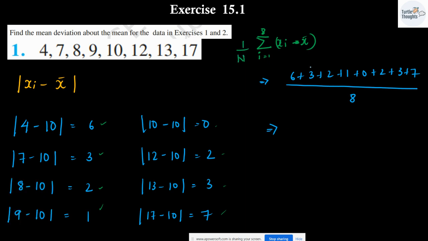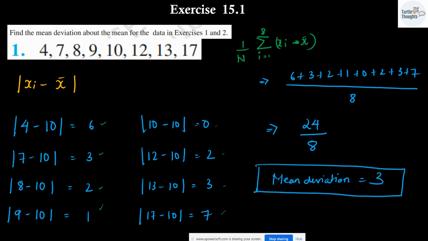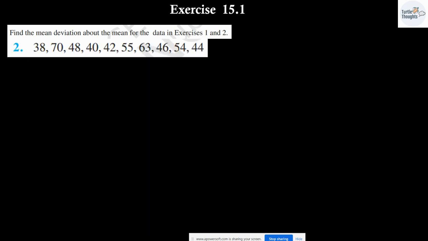Okay. So here 6 plus 3 plus 2 is 11, 11 plus 12 is 23, plus 5 is 28... the total is 24 divided by 8. So I can write the mean deviation is going to be equal to this. This is how you will be solving your problem. We'll be going to the next question.